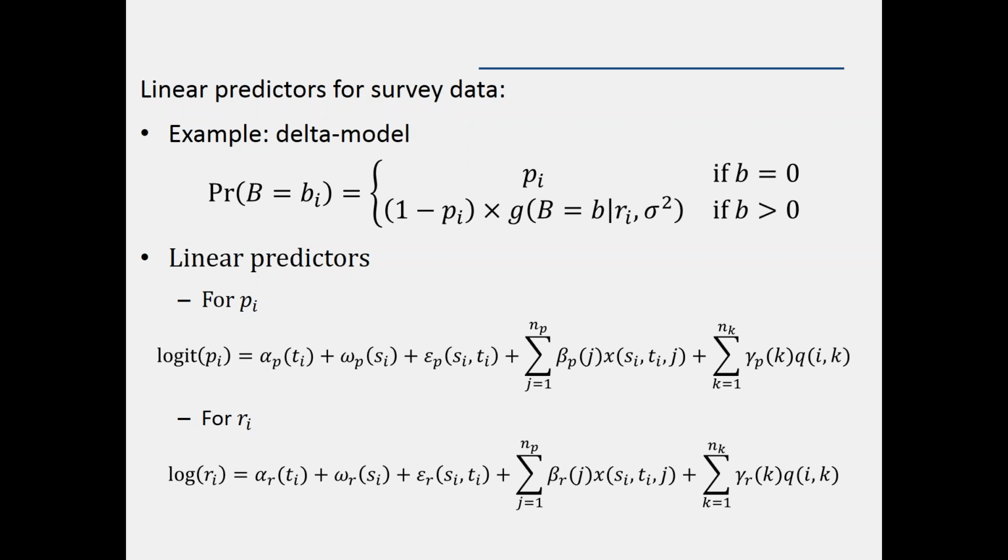expected positive catch rate. And both of those I'm going to give this sort of big linear predictor. Again, we looked at the index model before, it's a similar structure, except now we've got two components. It's a delta model, so it's got the two components. And it still has the intercept that's independent among years, a spatial effect, a spatial temporal effect that's independent among years. And then it has this X thing that's a density covariate.